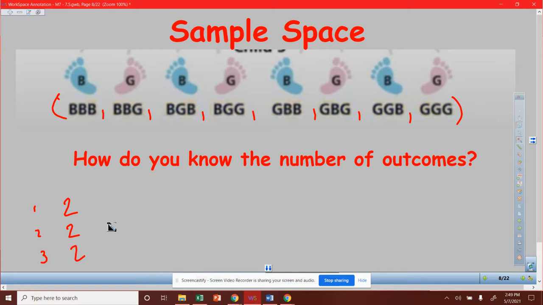So 2 times, and we multiply those. 2 times 2 times 2. So 2 times 2 is 4. 4 times 2 equals 8.